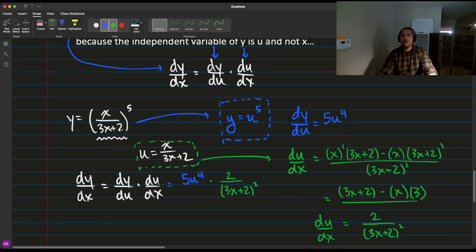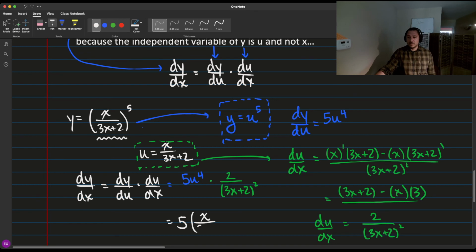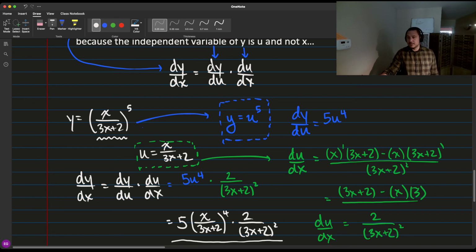Okay, now all of this is supposed to be in terms of x, so what do I replace my 5u to the fourth with? What do I need to put back into the u, basically? My u was x over 3x plus 2, so that's why you get that replacement, and then it's raised to the fourth power times 2 over (3x plus 2) quantity squared. This is my derivative of y with respect to x.